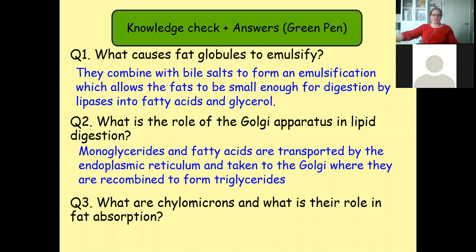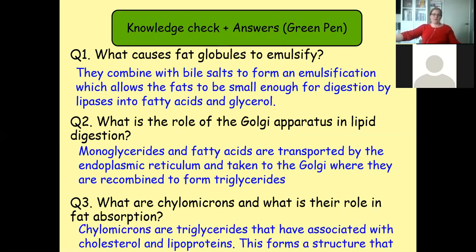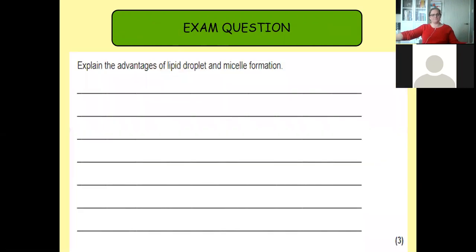And then finally, what are chylomicrons and what is their role in fat absorption? The chylomicrons are triglycerides that have associated with cholesterol and lipoproteins. These form a structure that enables the triglycerides to leave the cell via exocytosis. An exam question, 3 marks.